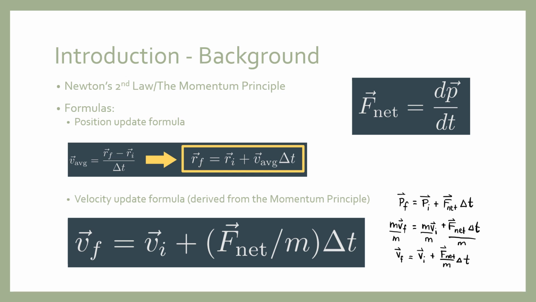The first important concept is Newton's second law in the form of the momentum principle, which is used to derive the velocity update formula that is used in the computer model and seen below. It relates the net interaction between the system and surroundings to the observed motion of the system. The formulas below were used in the computer models that predicted the motion of the object over time.